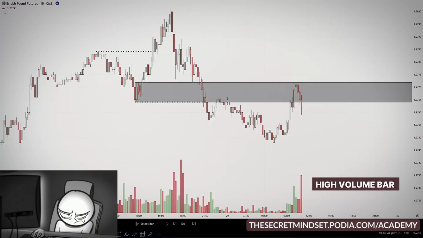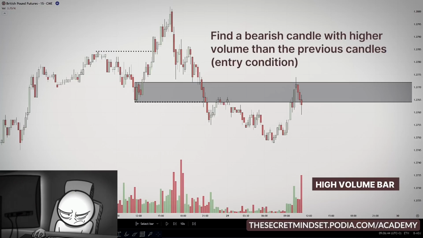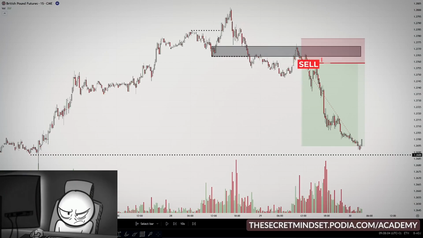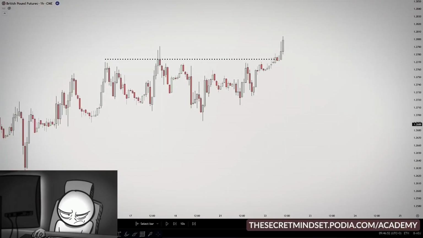The final step is to wait for a retrace to supply, and then enter the short position when we see a bearish candle with higher volume than the previous candles. The higher volume is your confirmation that there's strong interest from sellers at this level, increasing the likelihood that the downward move will continue. The increase in volume on the bearish candle basically means that smart money might be entering or adding to their short positions here. You'll see this pattern every day, multiple times, on all markets and all time frames.